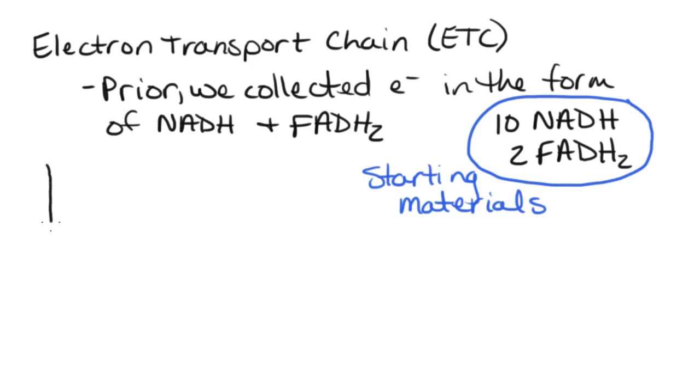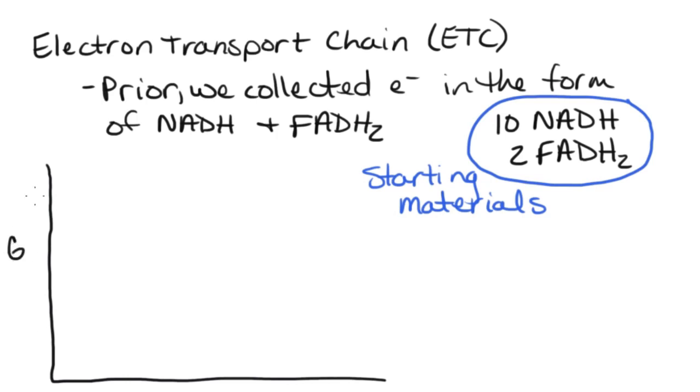If we think of this in an energy diagram, this is my amount of energy over here on the y-axis, and NADH is going to be way up here at the top. NADH is going to pass its electrons to another molecule, which I'm just going to draw like this. When NADH does that, it is getting oxidized, so it loses its electrons and turns back into NAD+.